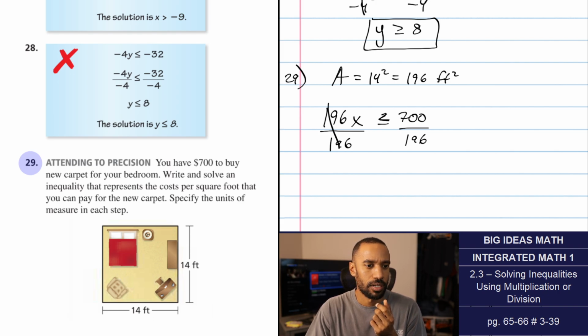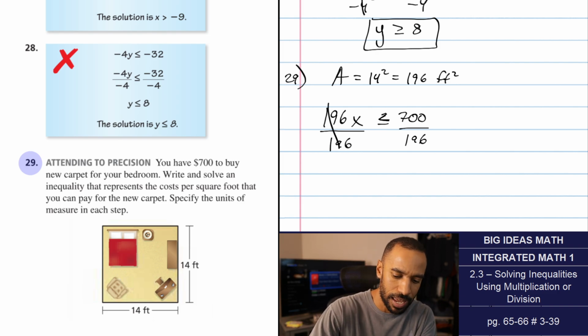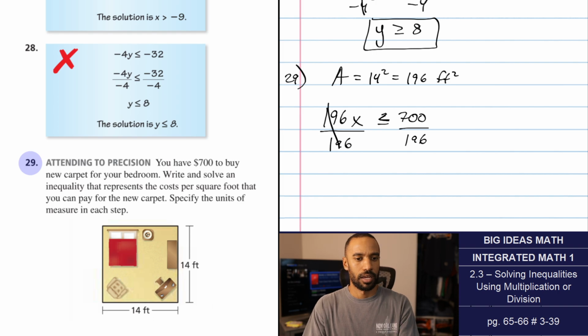What is it? 700. Oh, my calculator's not responding. Hold on. Okay, you can't see what I'm doing. My calculator crashed. I have to bring it up again. I hate when it does that without telling me.